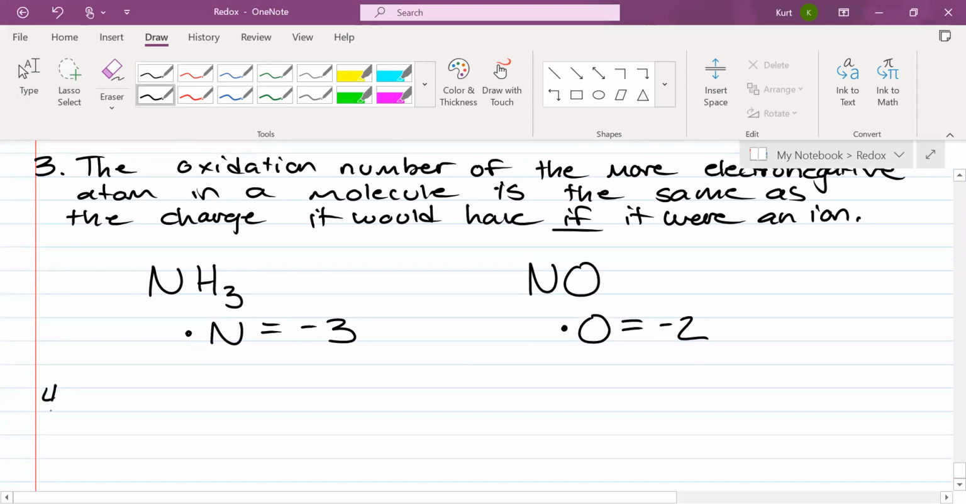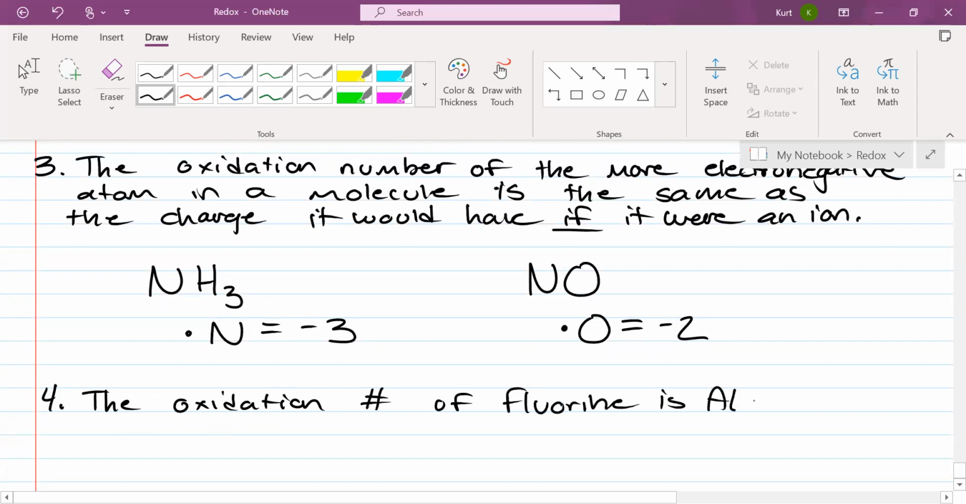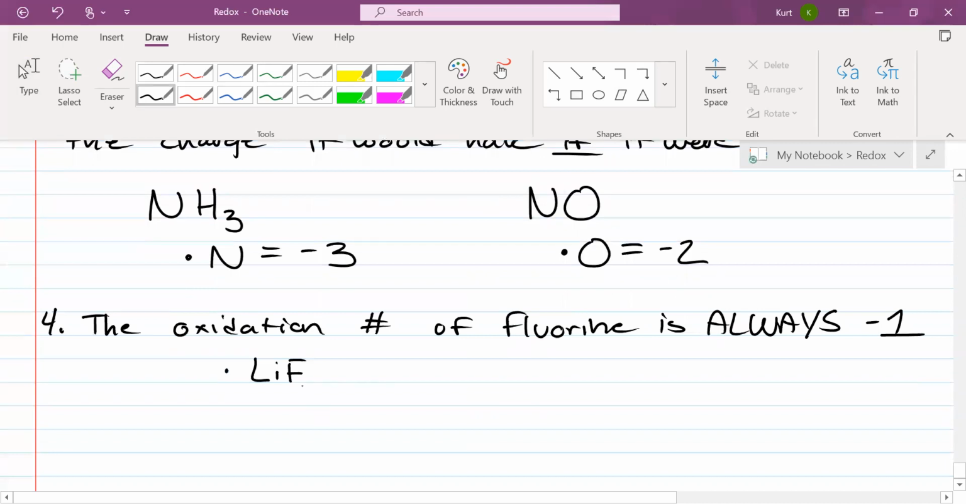Number 4. This one's easy. The oxidation number of fluorine is always -1. No exceptions. So if I have LiF, what is the oxidation number of fluorine? So what must the oxidation number of lithium be? Right.